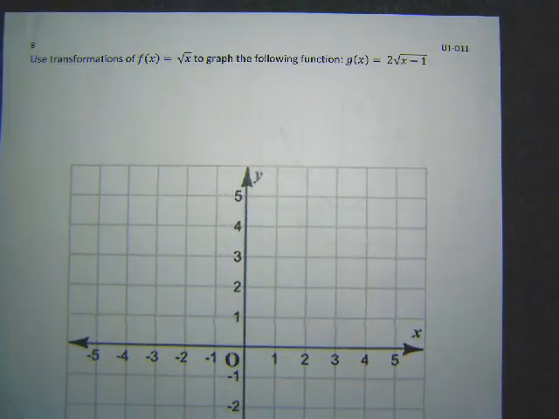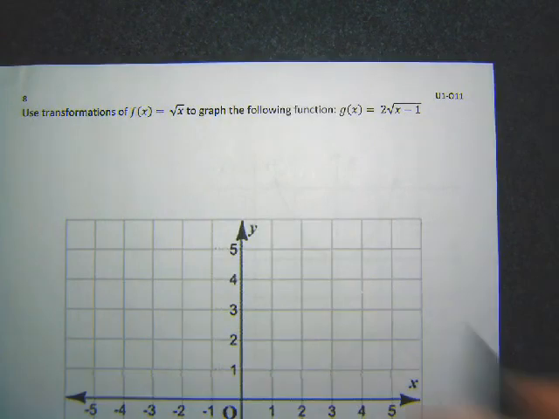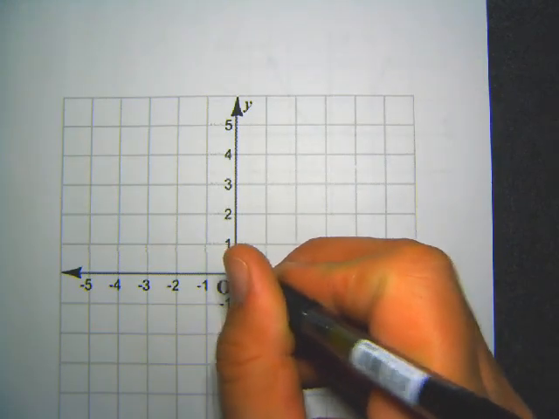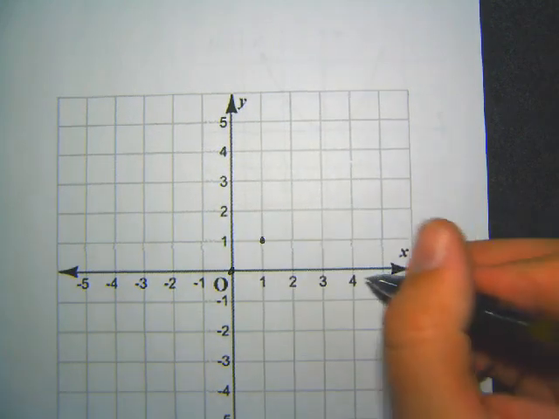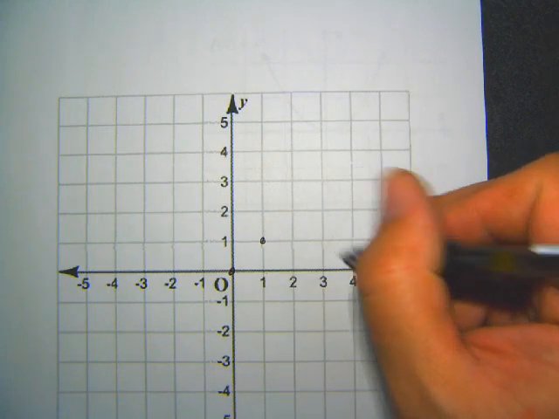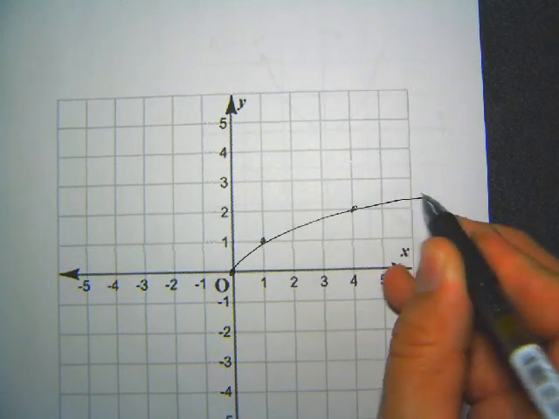A couple more examples, and that's it for this section. Okay, this graph originally was square root of x. So just to show you what this looks like: square root of 0 is 0, because 0 times itself is 0. Square root of 1 is 1, because 1 times 1 gives you 1. Square root of 4 is 2. I'm not going to do 2 and 3, because the square root of 2 and square root of 3 are not nice answers. So we get a graph like this. That's what it looks like.